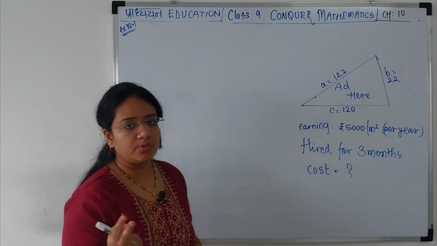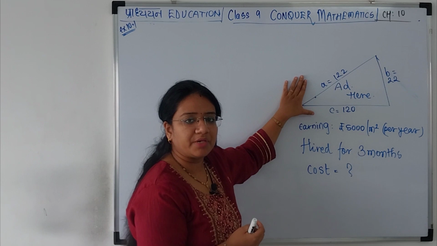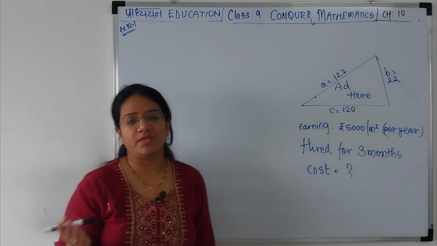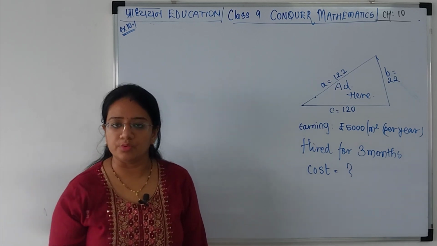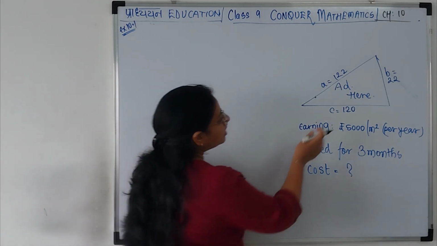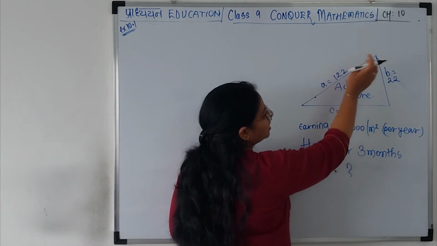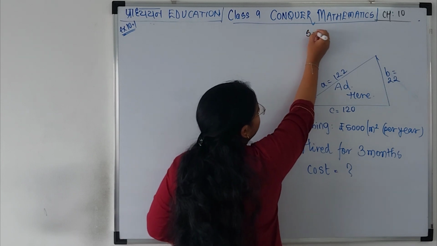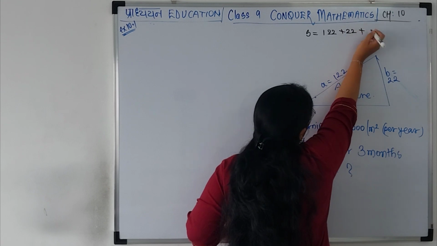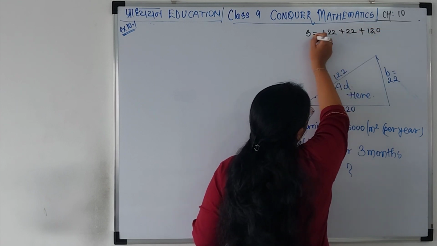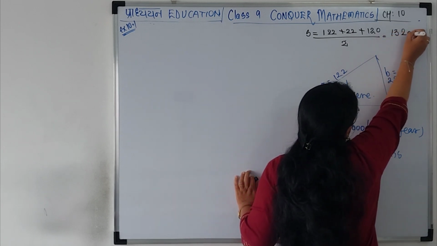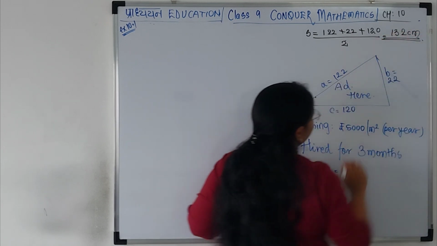There are 2 ways you can do it. One way is find the area separately, then multiply it with the cost and the time, or you can go for the direct method, that is area into cost into time. We are going to do the separate method. We will first find the area. Here A, B and C are 122, 22 and 120. So what will be my semi-perimeter? 122 plus 22, 144, plus 120, 264, upon 2. 264 upon 2 is 132. So that is S.